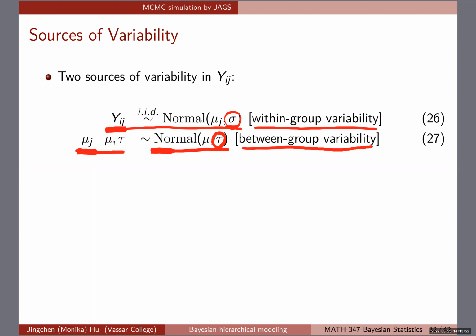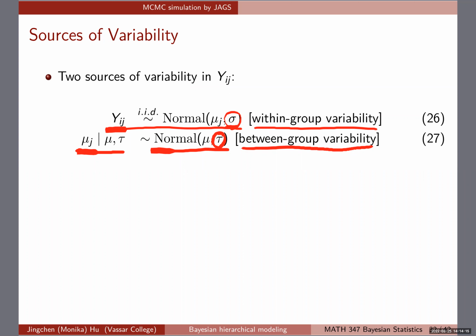So each mu j represents the mean of one group. We have 4 different groups going on, so we have 4 different mu j's, if you remember. Some of you have taken an advanced statistics course in the past, and you probably have heard about the analysis of variance, the ANOVA technique. That is also talking about within group and between group variability.